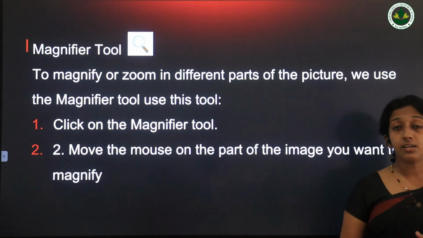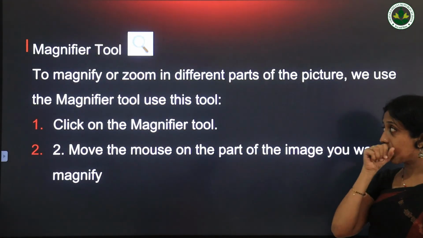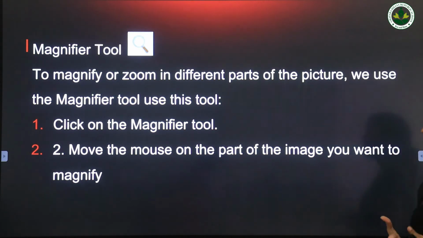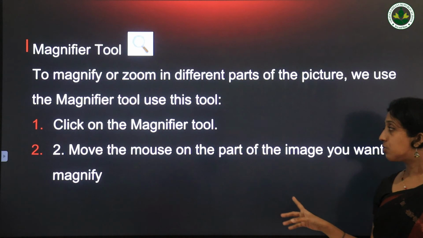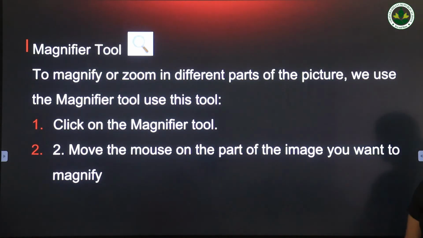Next one is the magnifier tool. To magnify or zoom in on different parts of the picture we use the magnifier tool. That means we can zoom in on a particular part by using the magnifier tool. For that, click on the magnifier tool, then move the mouse to the part of the image you want to magnify.